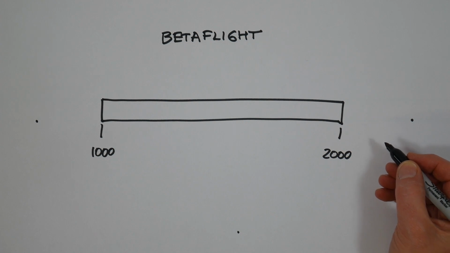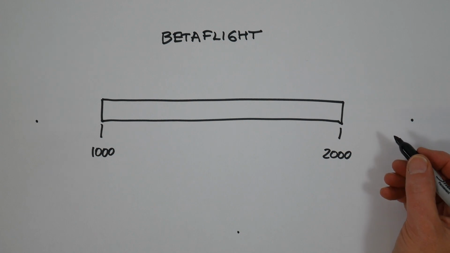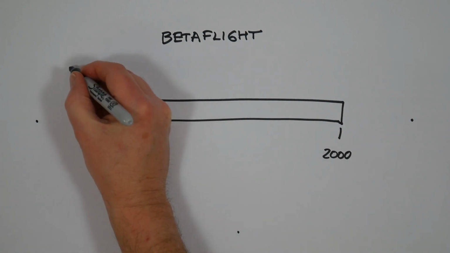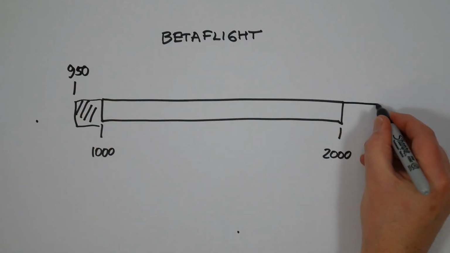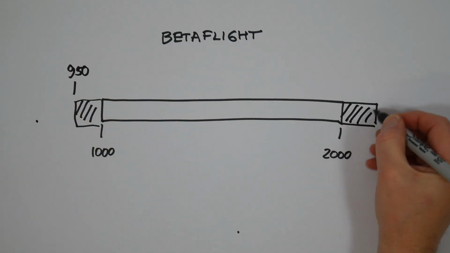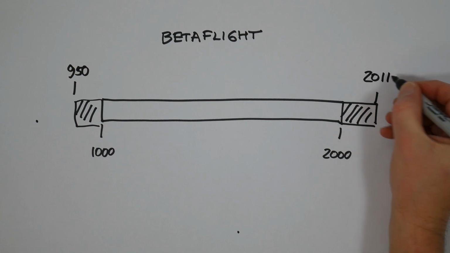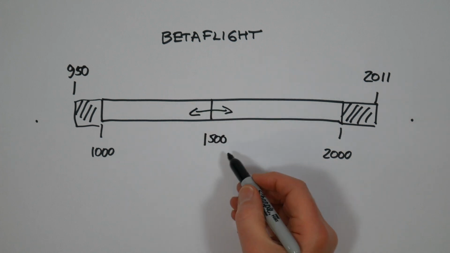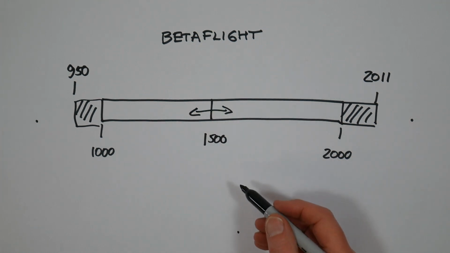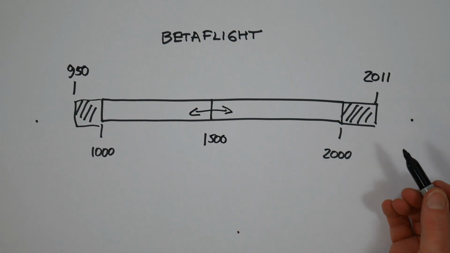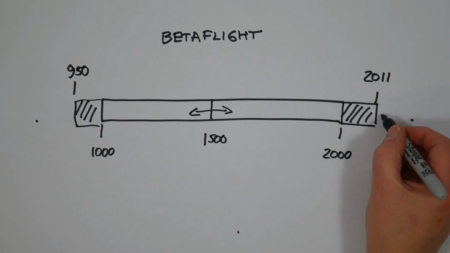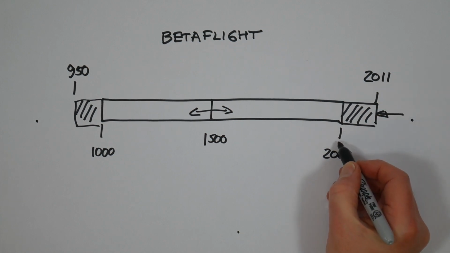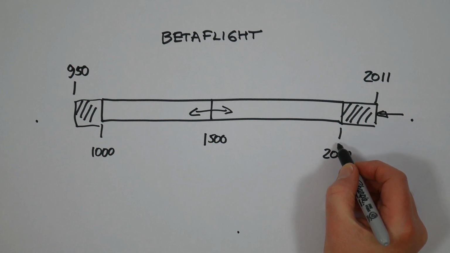I've generally found that Taranis radios tend to have control values in the range of about 950 at the bottom end, up to 2011 at the top end, and then the middle is somewhere around 1500 plus or minus 5 or 10. So what we're trying to do is to wind these values back from here to the values that Betaflight is expecting as its maximum.